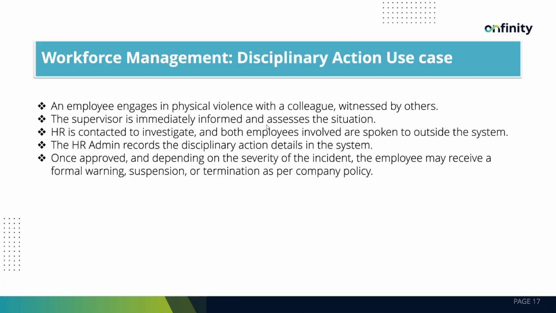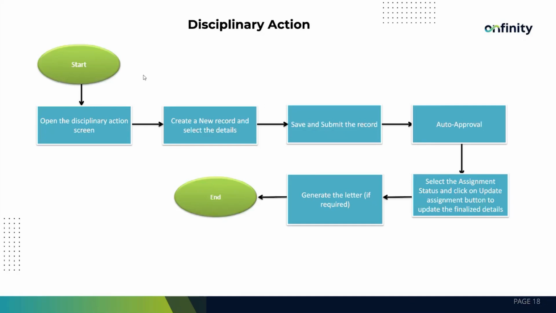The supervisor is immediately informed and assesses the situation. HR is contacted to investigate, and both the employees involved are spoken to outside the system. The HR admin records the disciplinary action details in the system. Once approved, and depending on the severity of the incident, the employee may receive a formal warning, suspension, or termination as per company policy. Next, we have the steps for the disciplinary action.